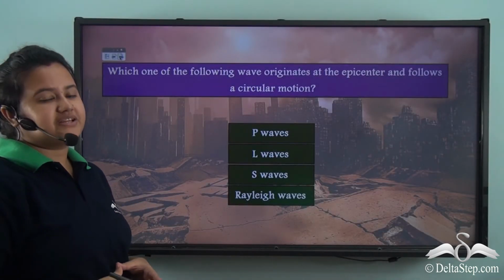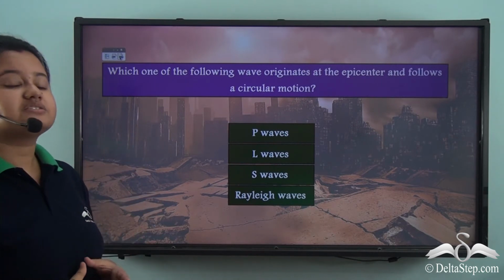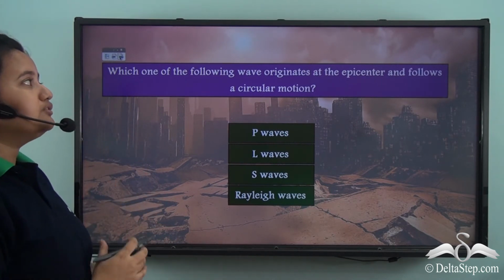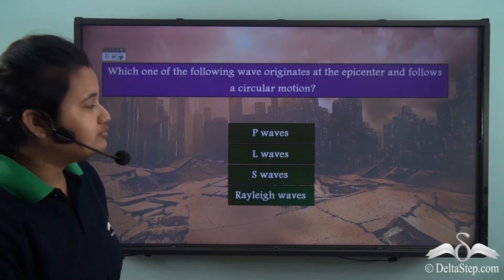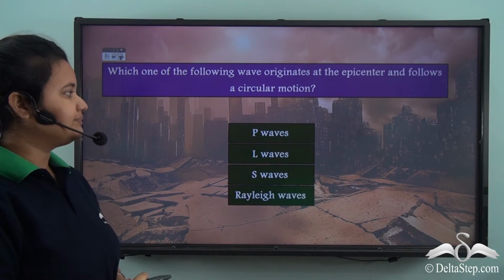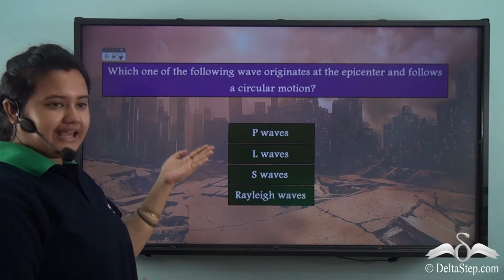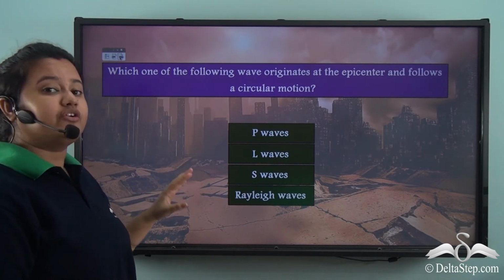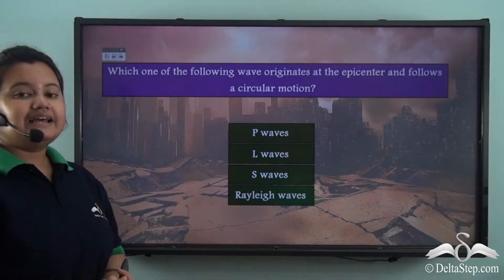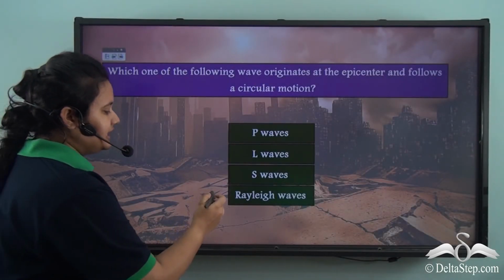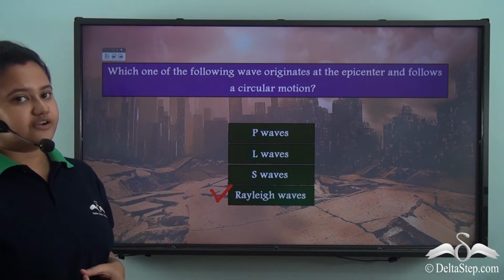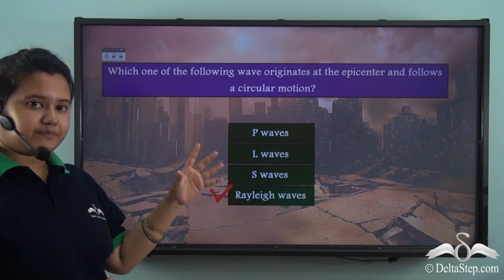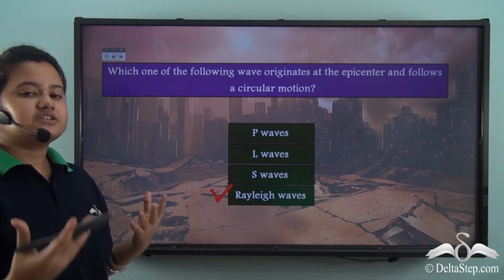Now, before we proceed with our lesson, can you help me to answer this question? Which one of the following waves originates at the epicenter and follows a circular motion? Is it P waves, L waves, S waves or Rayleigh waves? Well, the correct answer is Rayleigh waves, because we just studied that Rayleigh waves are surface waves that originate at the epicenter and follow a circular motion.